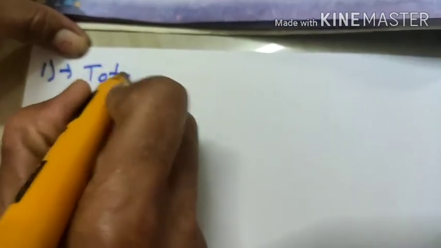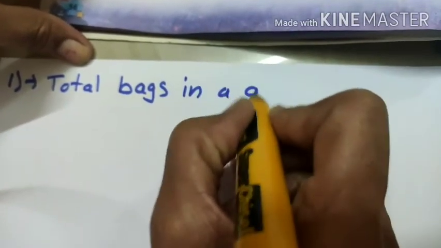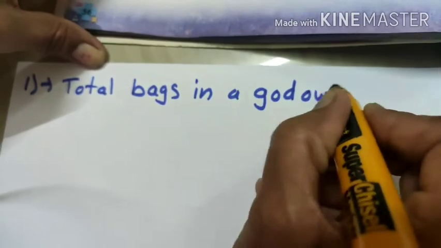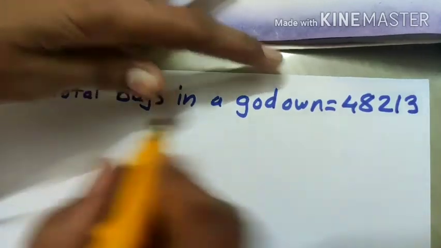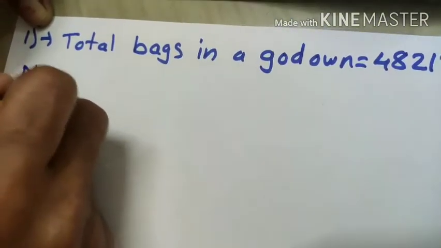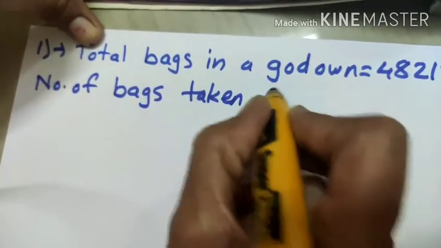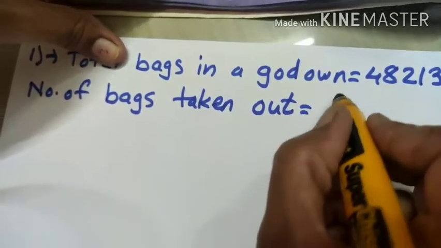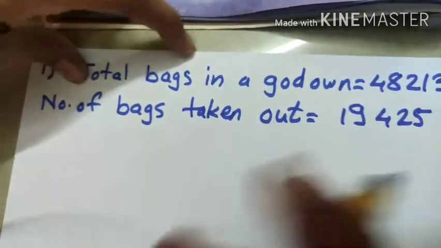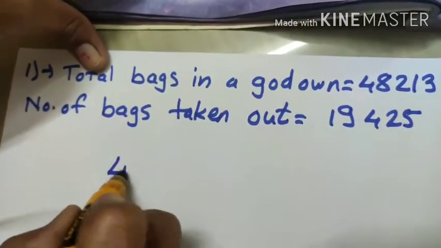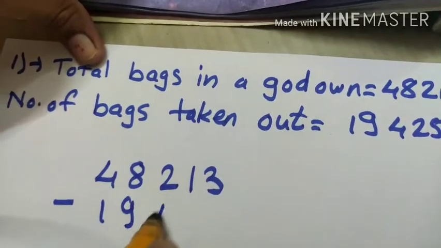First problem, answer. Given things you have to write. Total bags in godown is equal to 48,213. Out of that, number of bags taken out is equal to 19,425. So this number you have to subtract from the total number of bags. 48,213 minus 19,425.